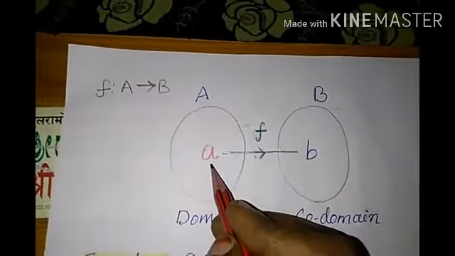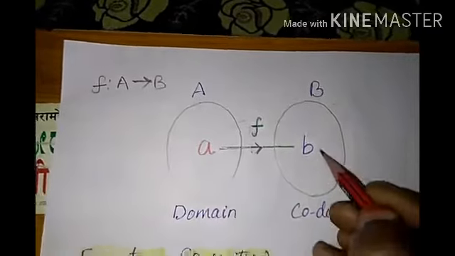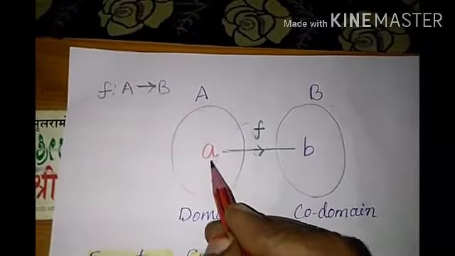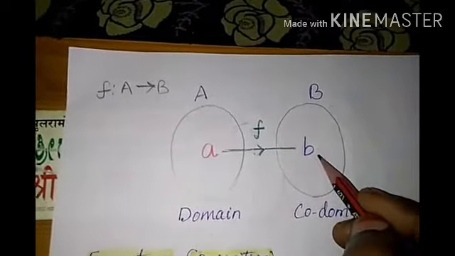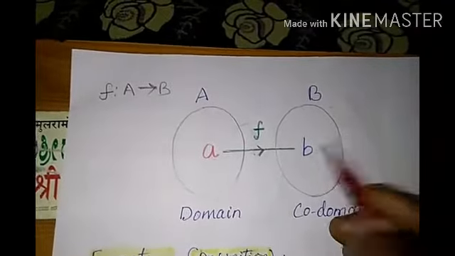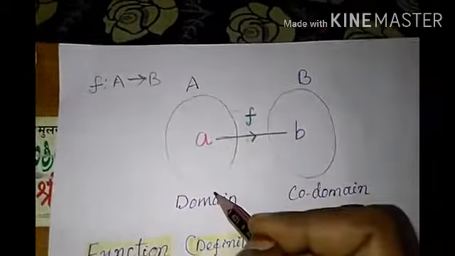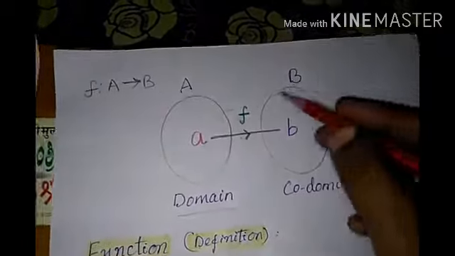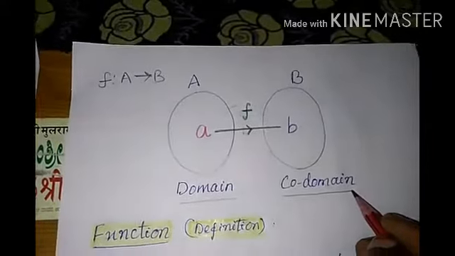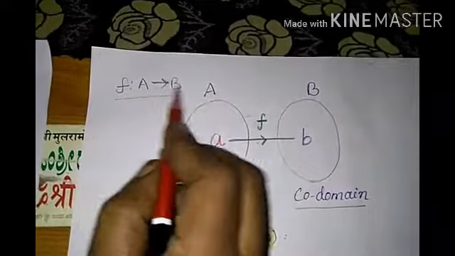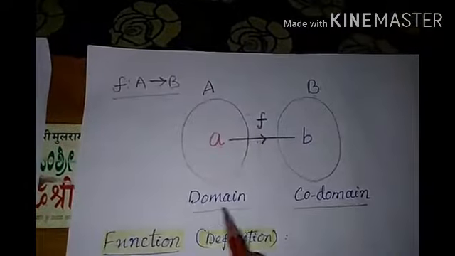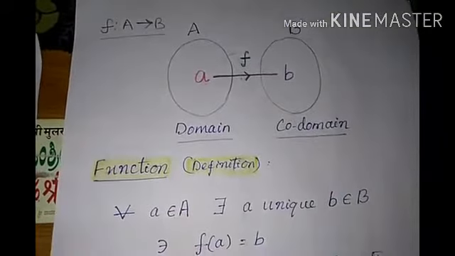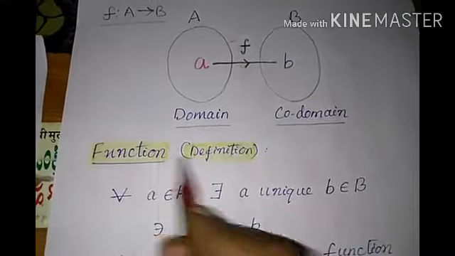That means for every element in A, it is having output in B. Understood? For every element in A, having output in B. A unique output in B. The first set is called domain and the second set is called codomain. If f is a function from A to B, then the set A is called domain and set B is called codomain. Now come to our definition, function definition.